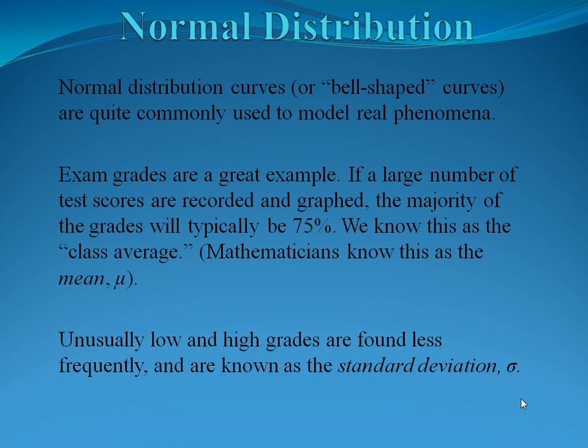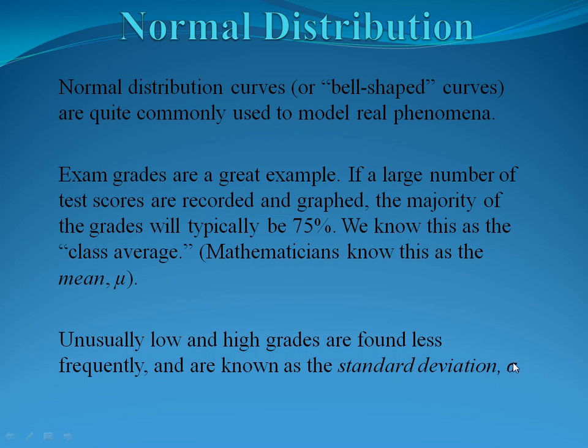They're quite commonly used to model real phenomena. Exam grades are a great example. If a large number of test scores are recorded and graphed, the majority of the grades will typically be around 75%. We know this is the class average. Mathematicians call this the mean, and it's often written with the letter mu, which is the Greek form of the letter m. And usually low and high grades are found less frequently, and so we call these the standard deviation. It's how far away you are from the mean, and that's represented by this Greek symbol right over here.